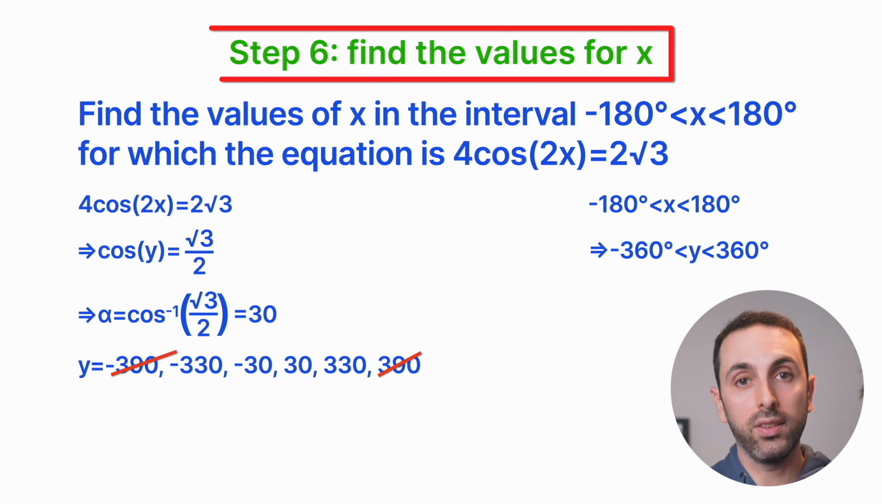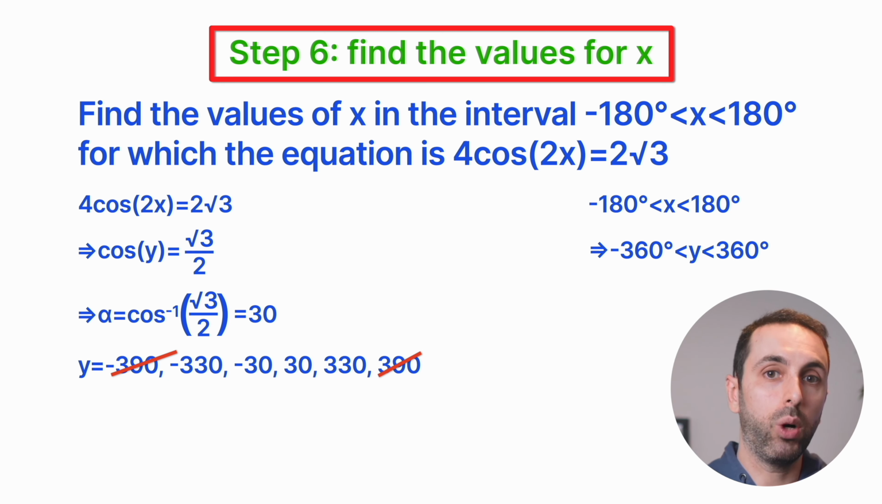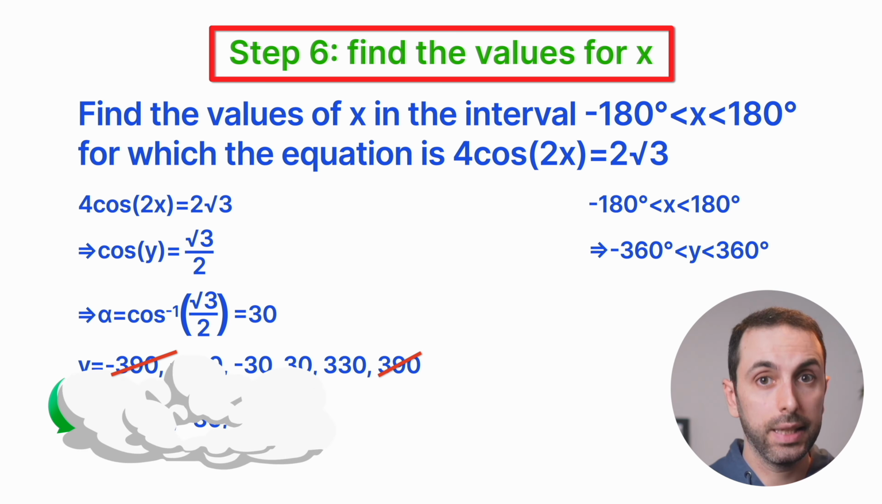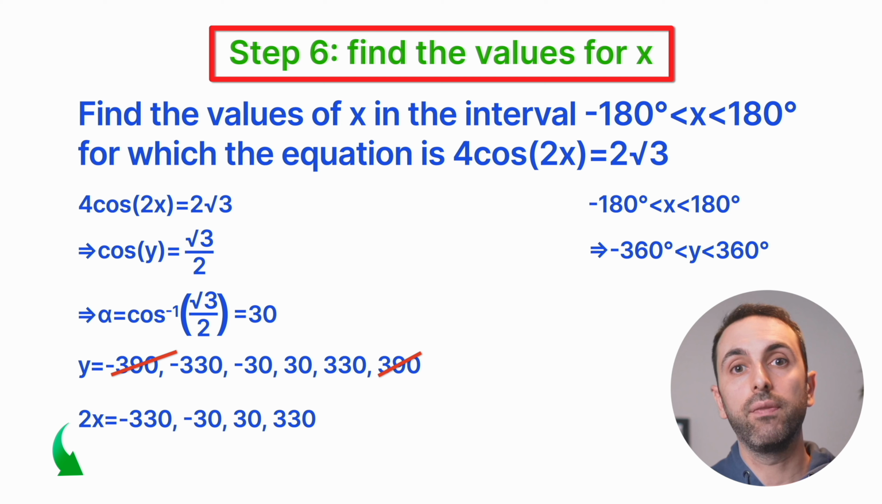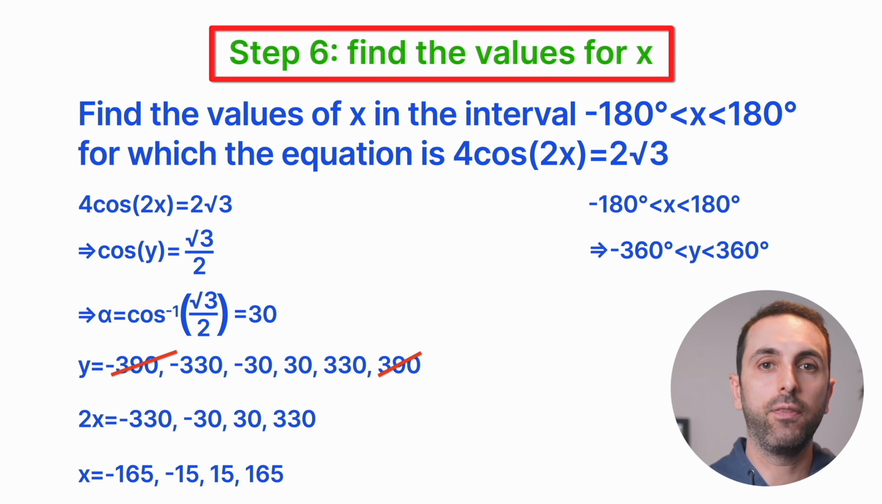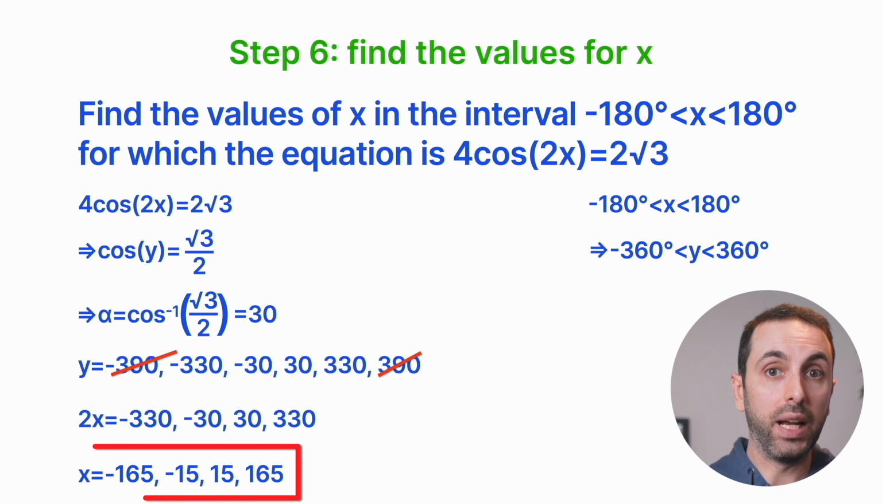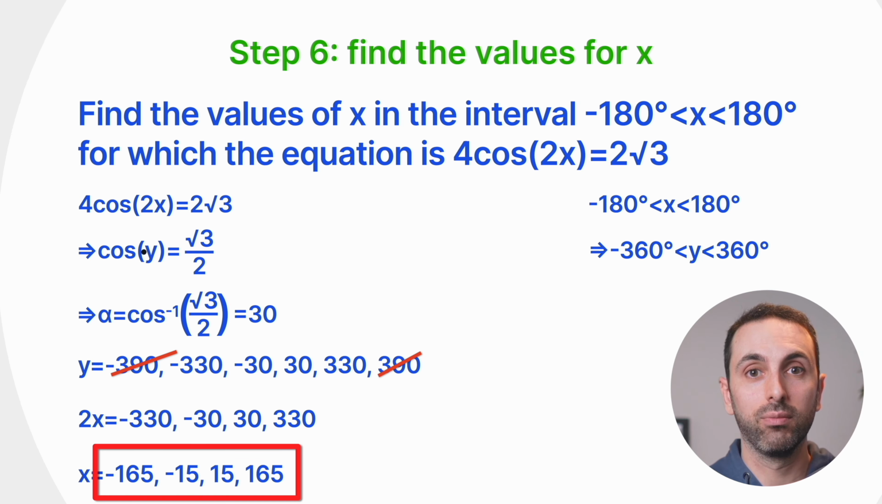So looking at the sixth step, we need to replace y back with 2x, then divide each of the values we just found by 2 in order to find the solutions for x. So that gives us a total of 4 solutions.